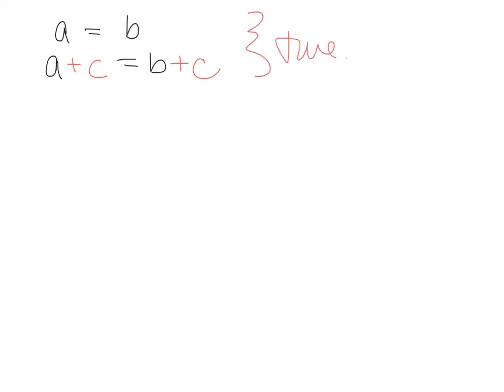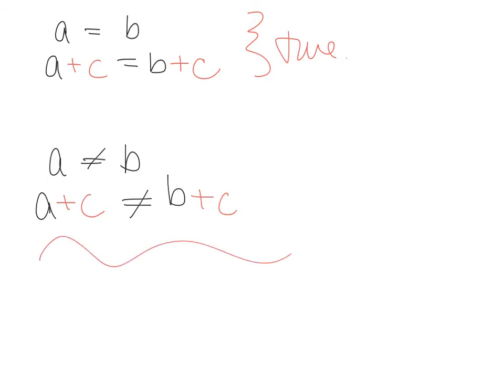Okay, all we've done here is a few different rules. If I have A equals B, I can also have A plus C equals B plus C. And that's true for all numbers C. These are both true statements. I could also say if A is not equal to B, then A plus C is not going to be equal to B plus C, right?